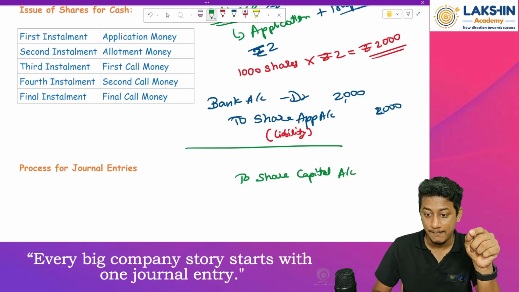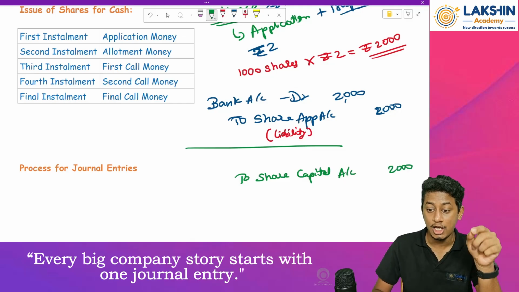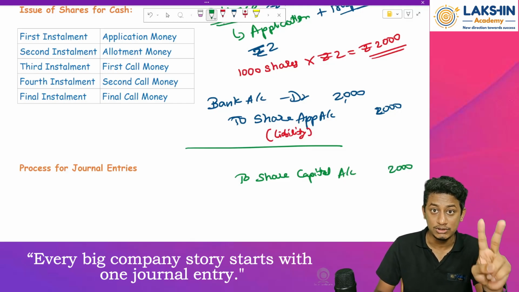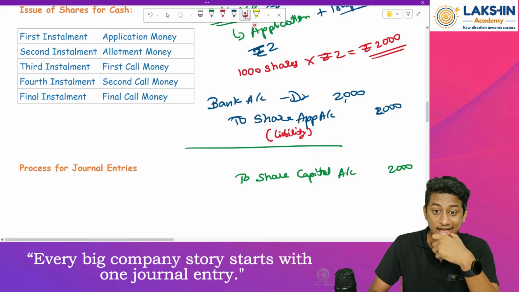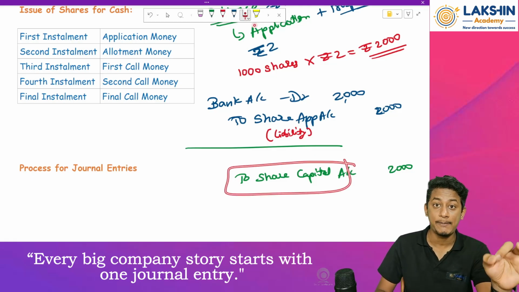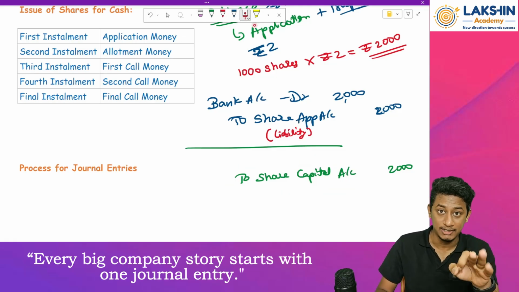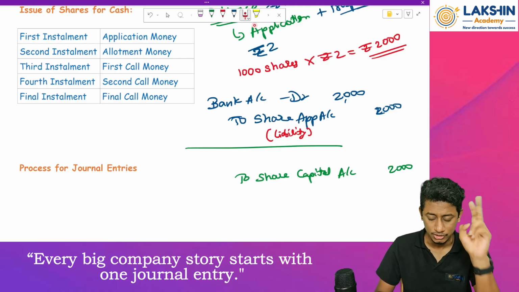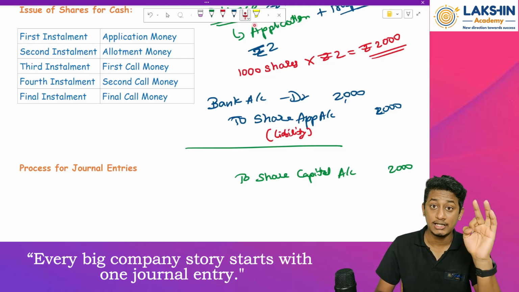This will be share capital account. How much have I received towards capital? Rupees 2000 only. Now, why have I created the share capital account? Because capital is a liability, family number 2, remember? So, whenever capital increases, we will credit the account.